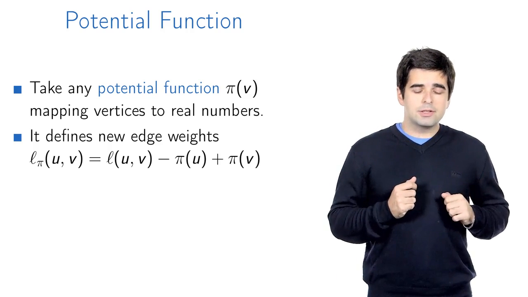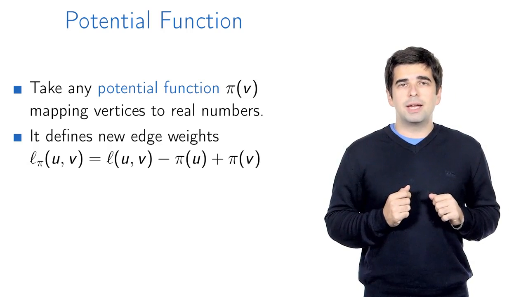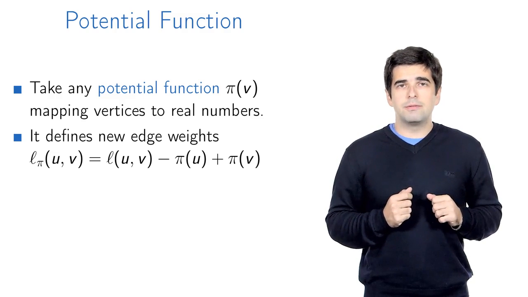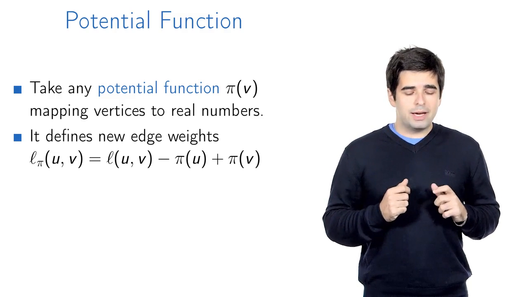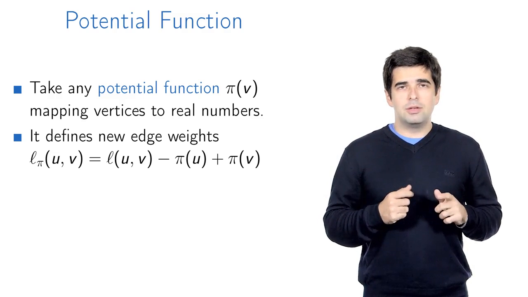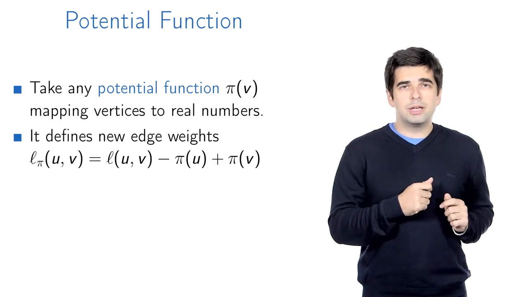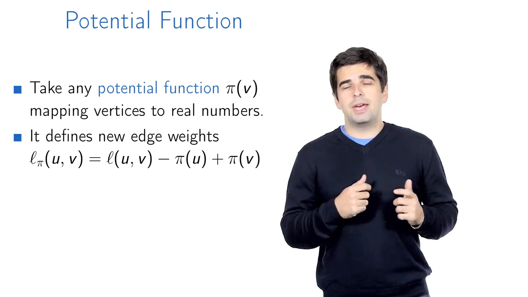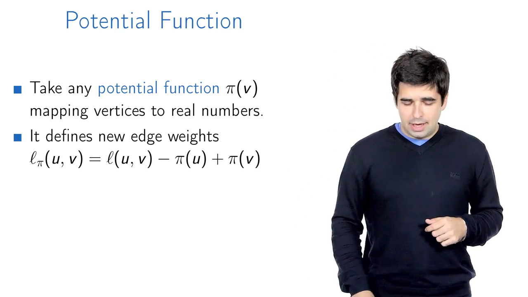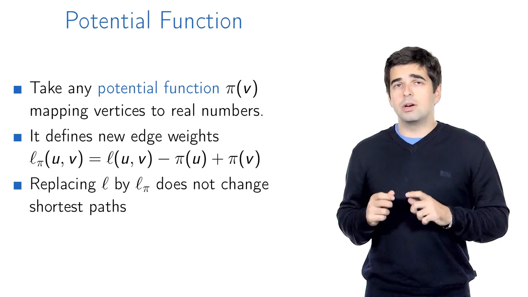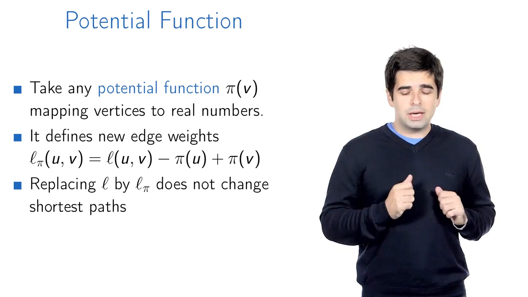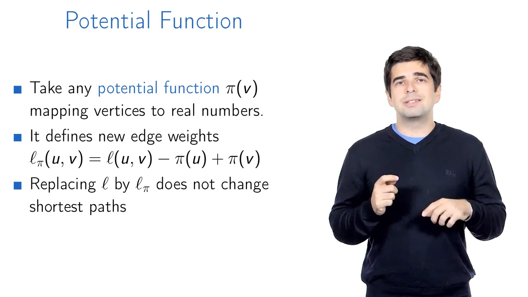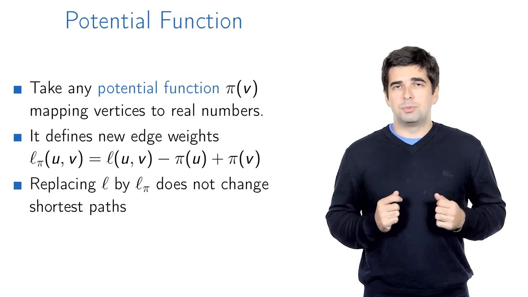So this potential function defines new edge weights. If we had edge weight L of uv on the initial graph, then we can denote by L pi of uv the new edge weight, which is equal to the old edge weight minus the potential of the starting vertex plus the potential of the ending vertex of that edge. And it turns out that if we replace the old edge weights with these new edge weights, it doesn't change the shortest paths. Well, of course, it does change the distances between vertices.